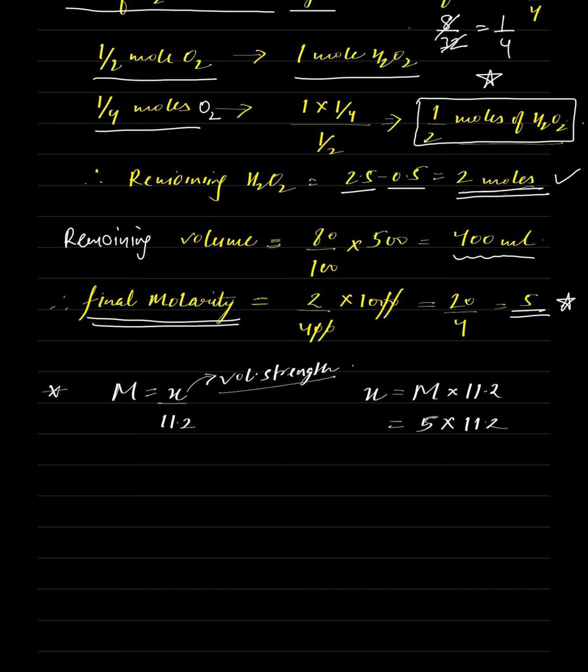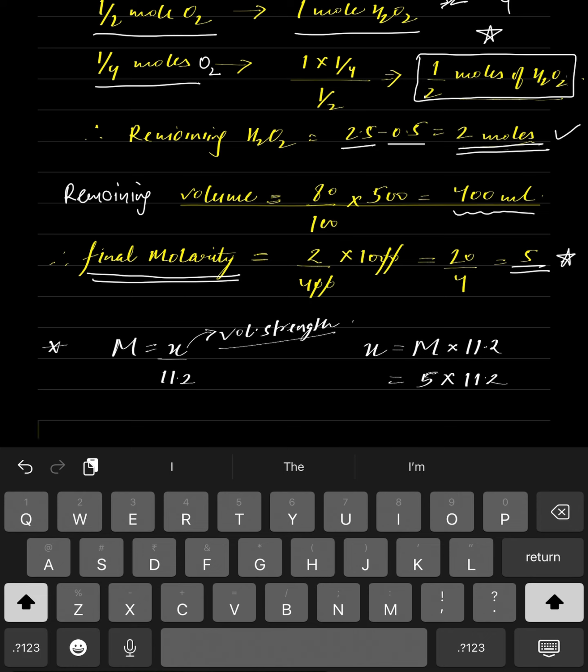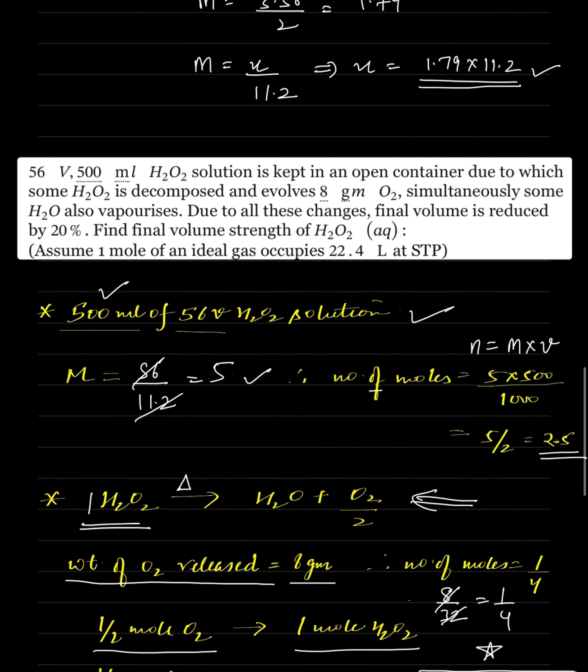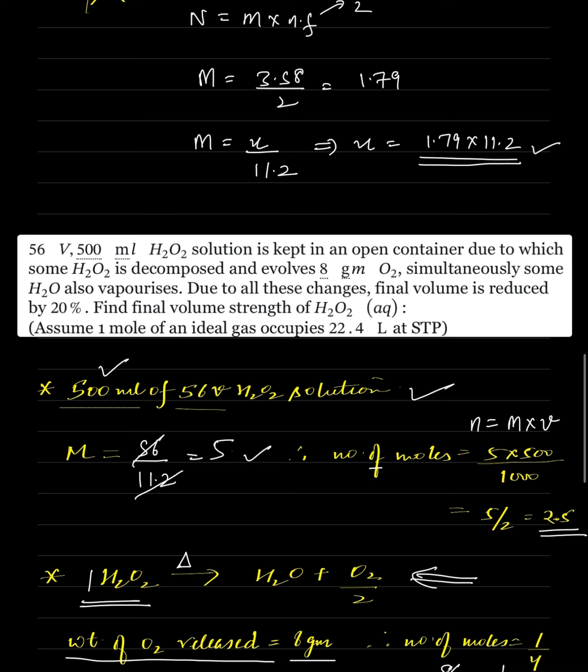So what is volume strength? It will be molarity into 11.2. So 5 into 11.2 comes out to be 56. That means the volume strength of H2O2 has not changed. It remained the same even after the volume is reduced by 20%, even after some H2O was vaporized or O2 was released, right? So I hope you understood the problem and you have easily understood the concepts which were taught above.